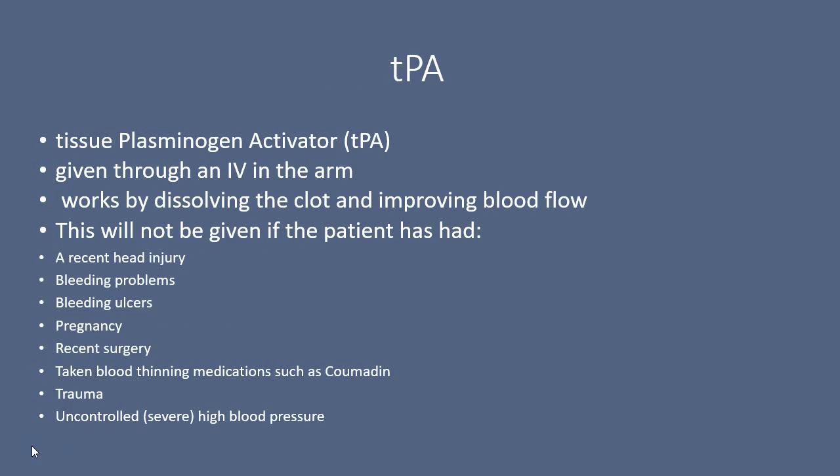So for TPA, this is tissue plasminogen activator. It's given through an IV in the arm, and it works by dissolving the clot or improving blood flow. It's also known as the clot buster. This will not be given to patients who have had a recent head injury, bleeding problems, bleeding ulcers, pregnancies, recent surgeries, or who are taking blood thinning medications such as Coumadin. They will also not be given this if they've had some sort of trauma or uncontrolled severe high blood pressure. If blood pressure is too high, it can cause strokes, especially hemorrhagic strokes, and giving TPA makes the blood thin and they just completely bleed.